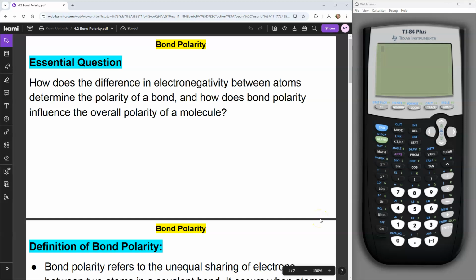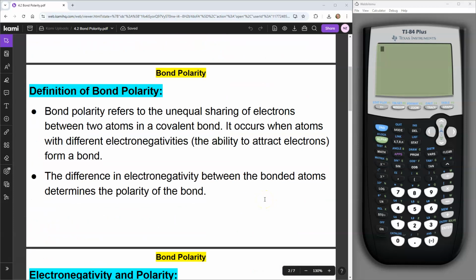In this video, we're going to go through bond polarity. Our essential question is, how does the difference in electronegativity between atoms determine the polarity of a bond? And how does bond polarity influence the overall polarity of a molecule?